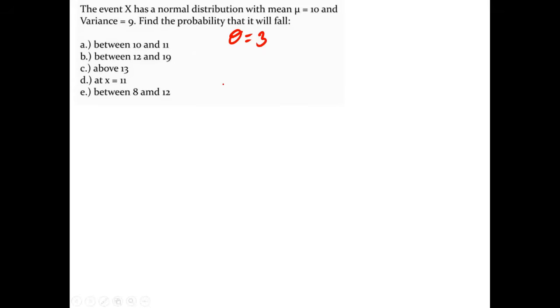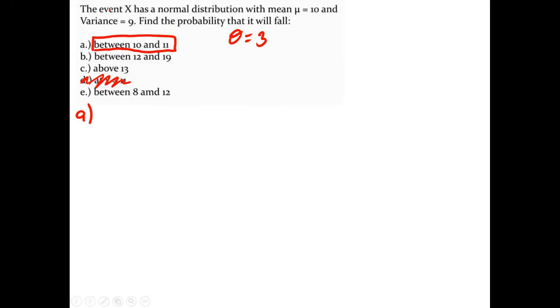Find the probability that it will fall between 10 and 11, between 12 and 19, above 13, and between 8 and 12. So, hindi na natin sasagutan tong letter D. So, let's erase that. So, A is between 10 and 11.